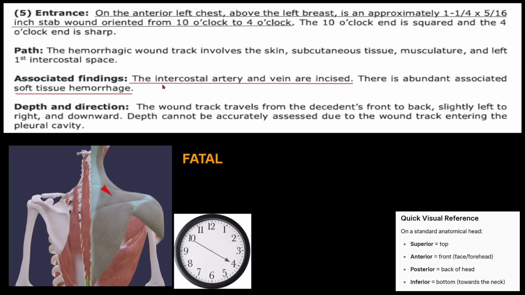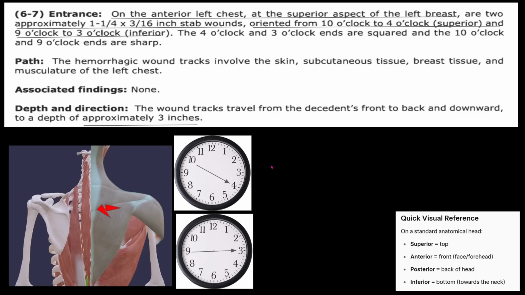But the fact that the intercostal artery and vein are incised, there's abundant associated soft tissue hemorrhage. So this was a fatal wound, but it wouldn't have been fatal immediately. So these two on the anterior left chest, superior aspect of the left breast, are two 1.25 by 3/16 inch stab wounds, 3 inches deep.